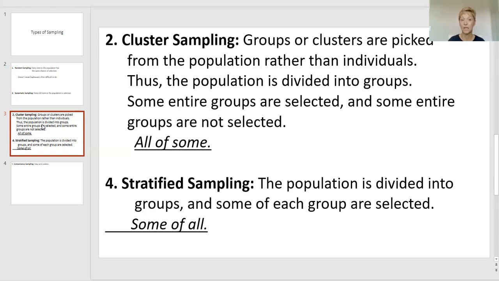Stratified sampling would be if I got a list of those, say 25 8 o'clock classes, and I randomly pick 10 students out of every one of those 8 o'clock classes. So that's what I mean by all of some and some of all. Now on your homework, you're going to have some examples to go look at. If you have trouble telling the difference, then email me and I'll help you with that. Okay, I hope it helps.